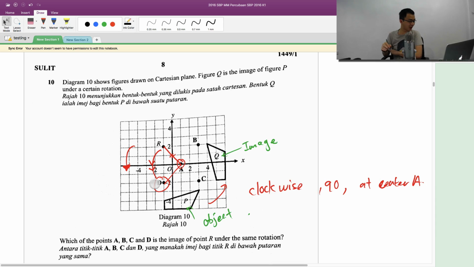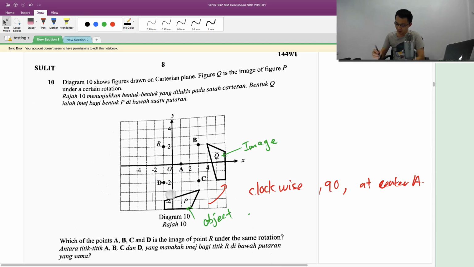It's quite obvious if you understand. If you want to know about 180, normally it will be a straight line. For example, okay, this question's answer is D.